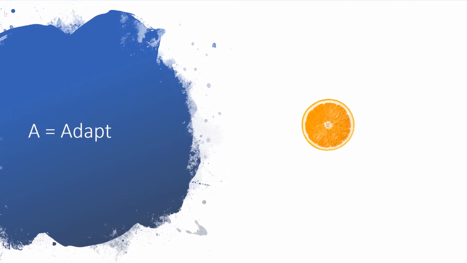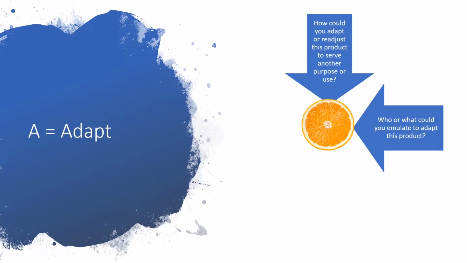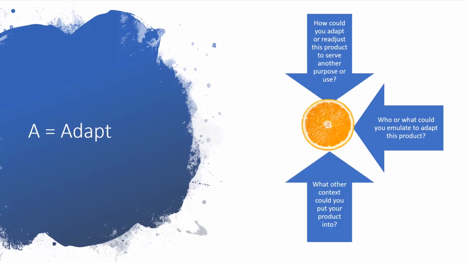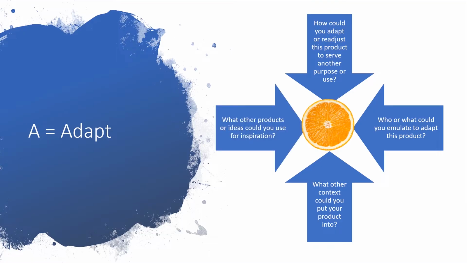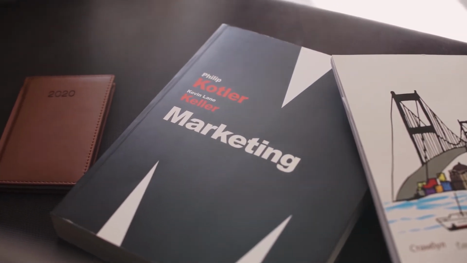The next technique of the Scamper model is adapt. Adaptation is a widely practiced tool in creativity. When we are attempting to apply this technique, we need to consider addressing the following questions. How could you adapt or readjust this product to serve another purpose or use? Who or what could you emulate to adapt this product? What other context could you put your product into? What other products or ideas could you use for inspiration? To use this technique, we may focus on the kind of marketing or selling technique to be adopted.